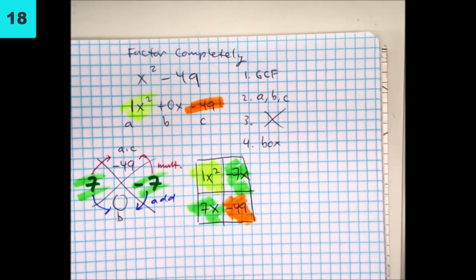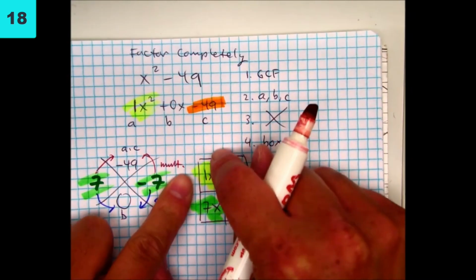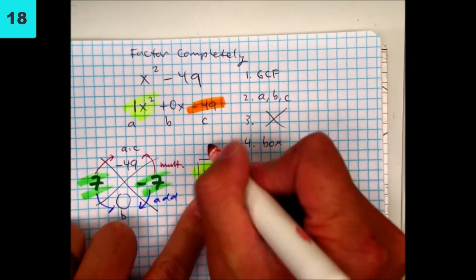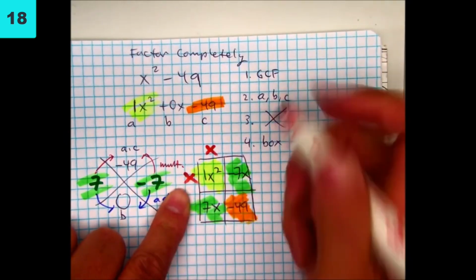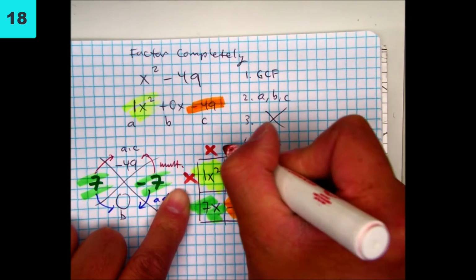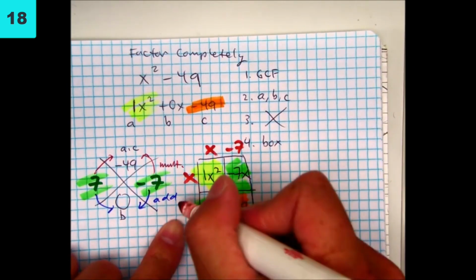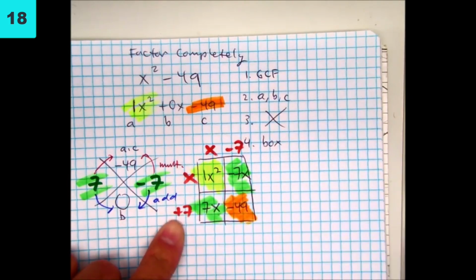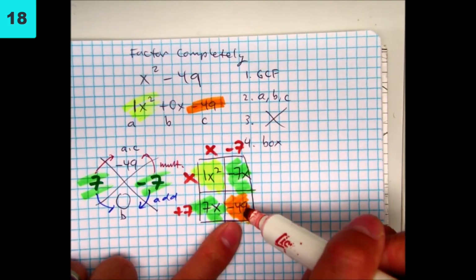Now I'm going to find some numbers, or expressions, or terms, 2 terms that multiply to be 1x squared. That's going to be x and x. X times something up here that I need to think of will be negative 7x. That'll be negative 7. X times something, that'll be a positive 7. 7 times x equals 7x. 7 times negative 7 is negative 49.